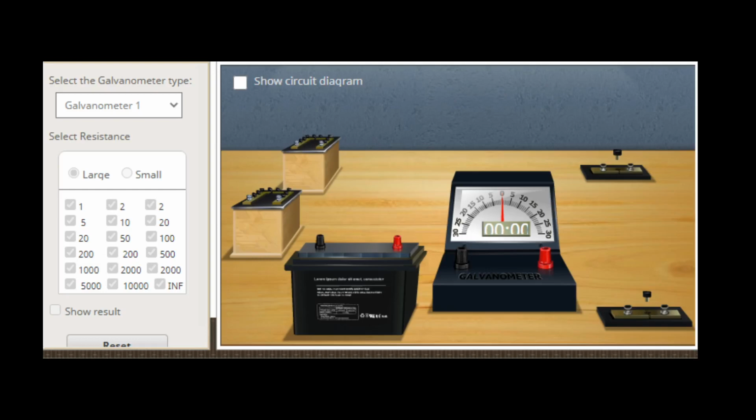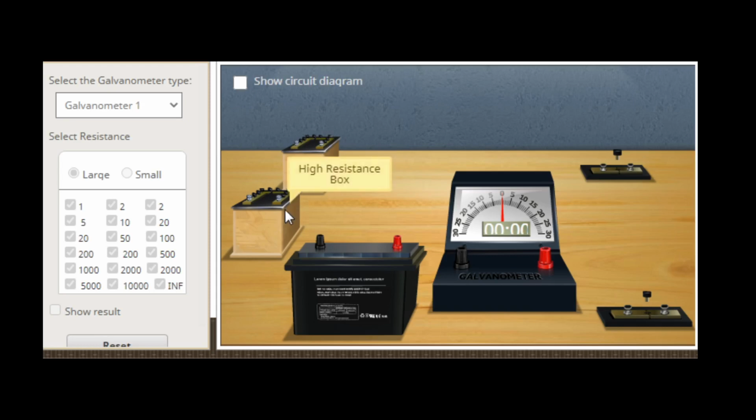Today's experiment is to find the resistance of galvanometer by half deflection method. We are doing this experiment in Amrita O Lab. So, what are the apparatus required?